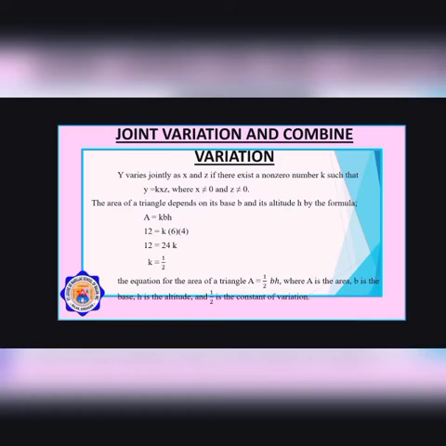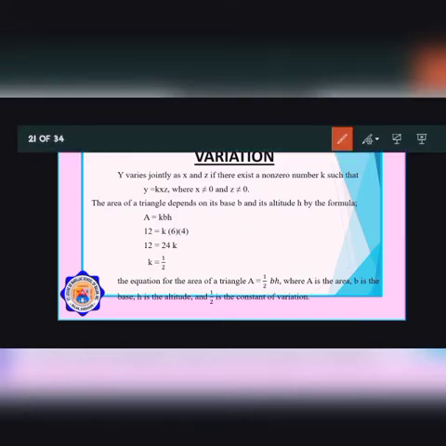Then, a is equal to k times b times h. Then, the given values for a, b, and h are: the value for a is equal to 12, for b is equal to 6, and the value of h is equal to 4. Now, simplify the 6 times 4. So, 6 times 4 is equal to 24. Then, copy the 12. Then, multiply it to k. So, it will become 24k.